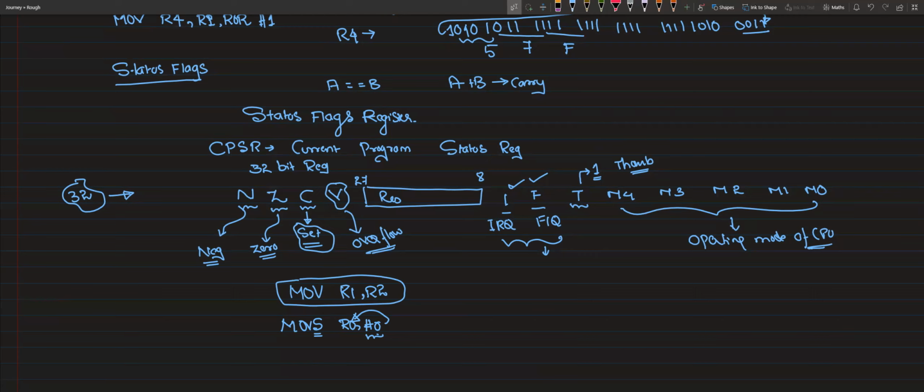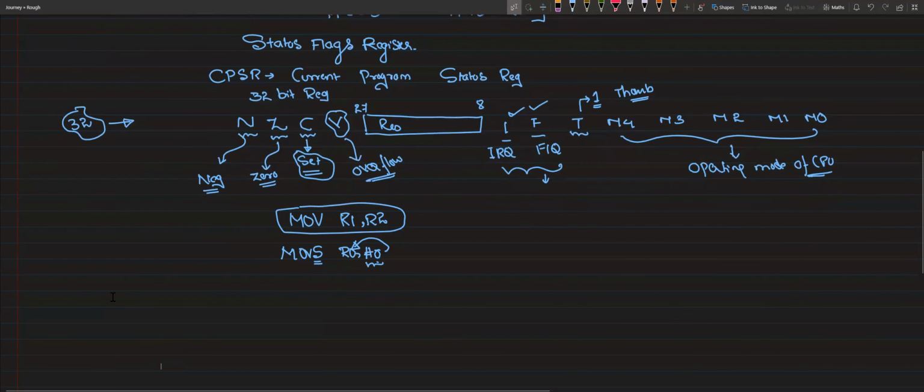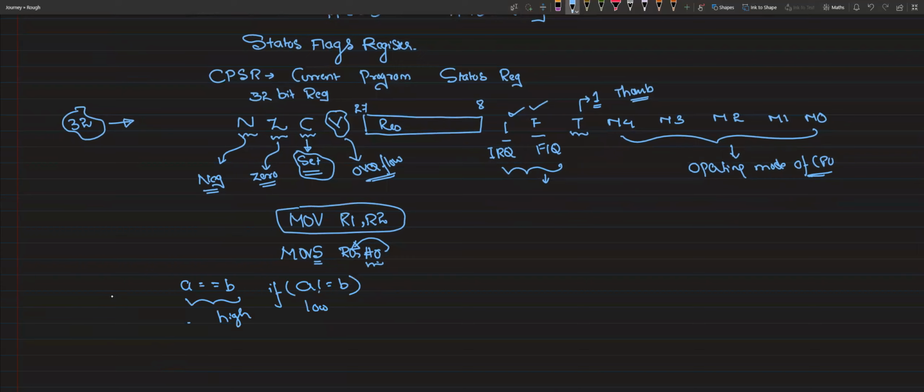Hope so far you are clear with this. Next is conditional execution. In C programming, we perform some operation like if A equals B or A not equals B. Some logical output you are going to get, either high or low, right? If this condition occurs, perform some operation. These kinds of conditions you write in C programming, right?